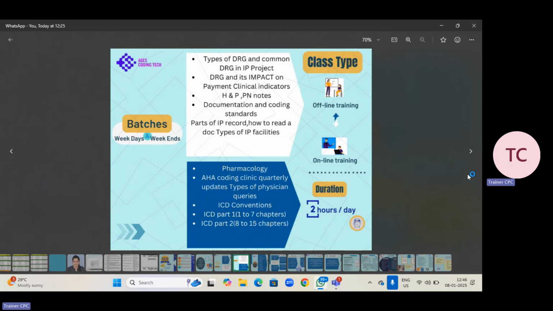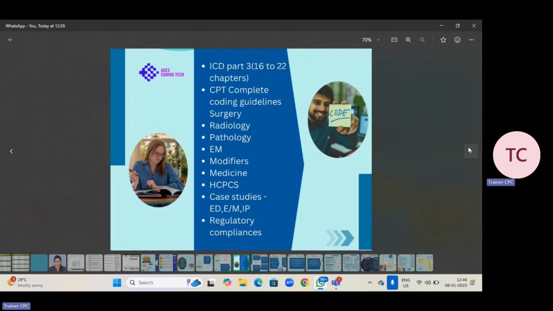Then we will discuss the ICD. That is how we will be picking the diagnosis code and what are the chapters present in the ICD-10-CM book. So those things will be discussed, and chapter specific coding guidelines, because each chapter has its own guidelines. So those chapter specific coding guidelines we will discuss, and then we will discuss the CPT book, that is CPT coding guidelines, and all the chapter specific guidelines we will discuss.